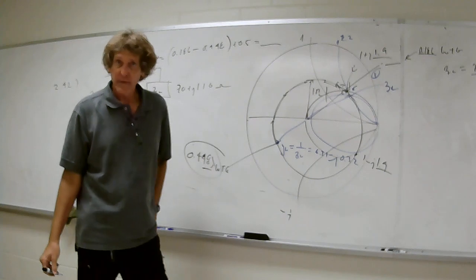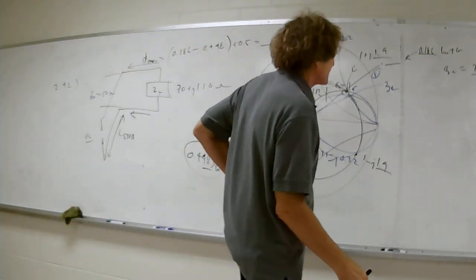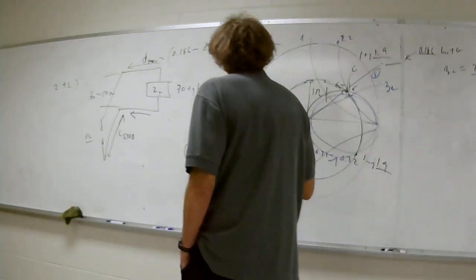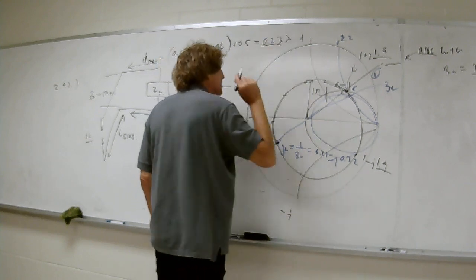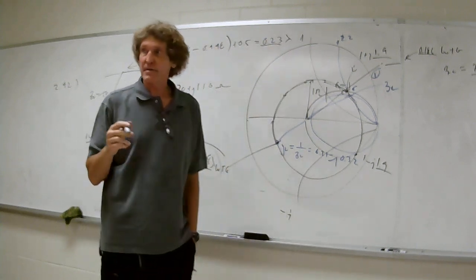0.23. Is that the answer? It's a little less than a quarter wavelength, so the length here is 0.23 lambda. Okay. It's greater than a tenth of a wavelength, right?